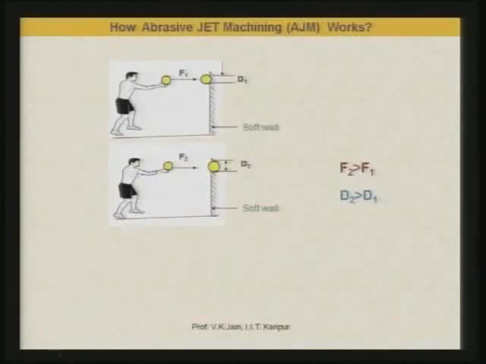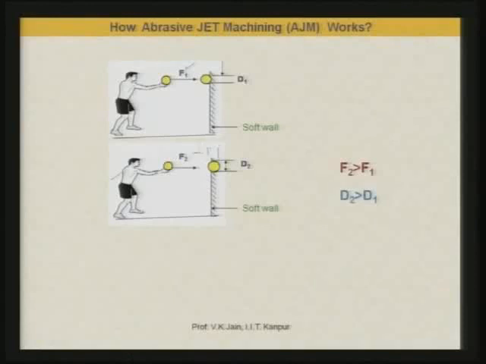Now, let us see this very interesting picture. There are two persons throwing a ball at the wall, and see, the first one is applying the force F1 and it is penetrating to a certain depth, and the diameter is D1. The second person is throwing with a force F2 and it is penetrating to a deeper depth, and you can see here that force F2 is greater.